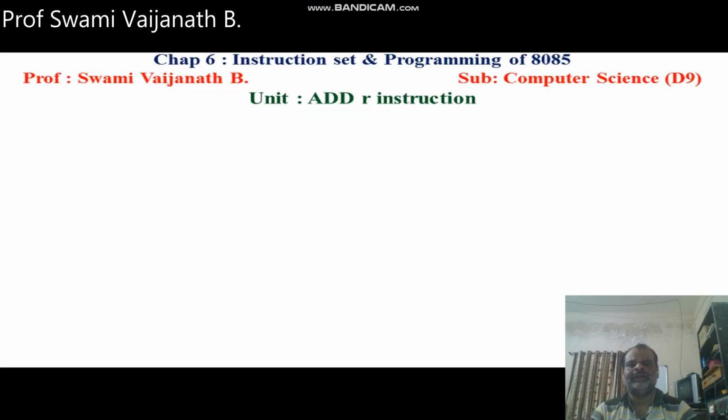Whenever the ADD R instruction is executed, what happens? The content of the given register in the instruction, that means any general purpose register you have mentioned with the instruction, is added with the content of the accumulator or A register, and the sum, that is the result, is stored into the A register or accumulator.